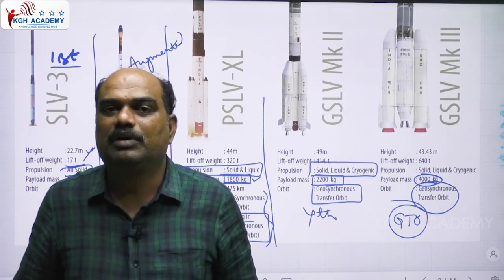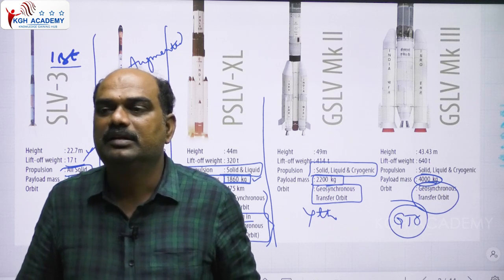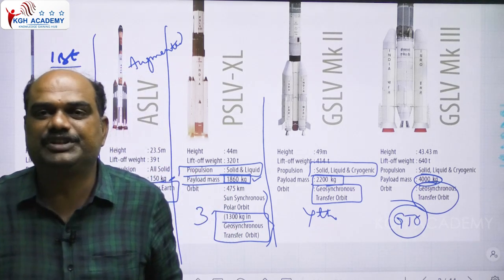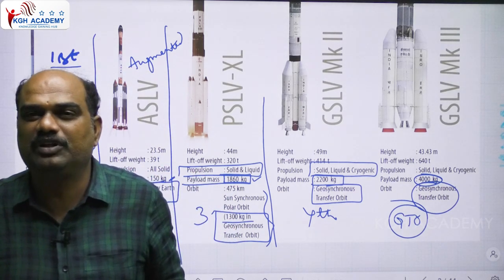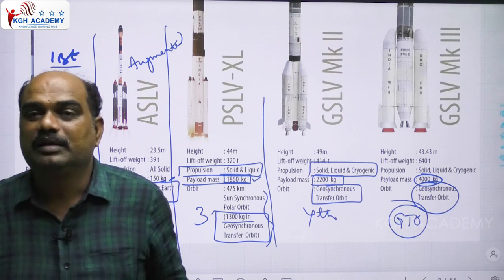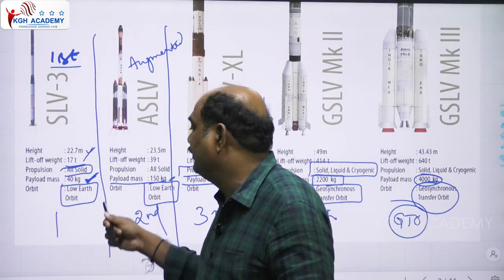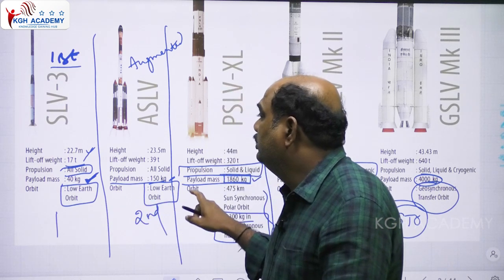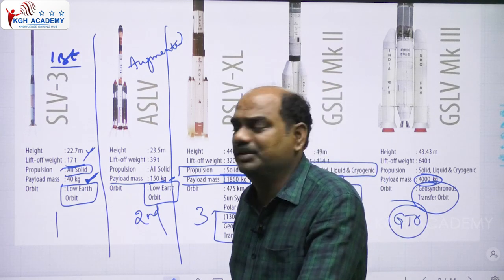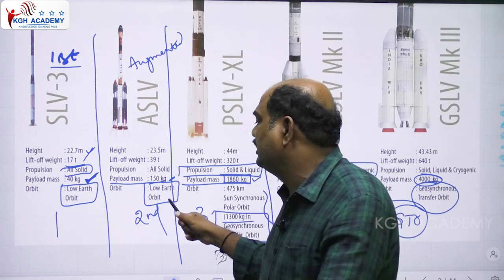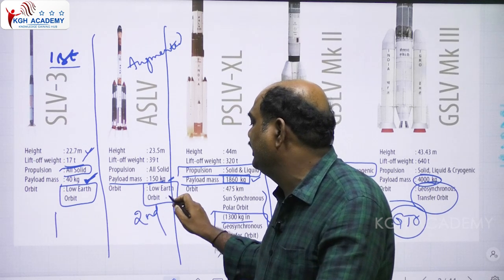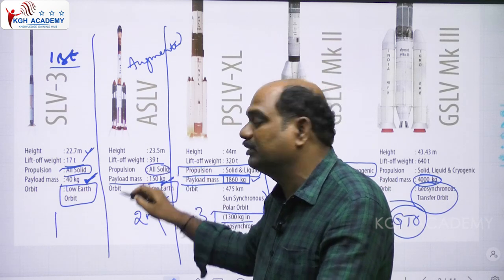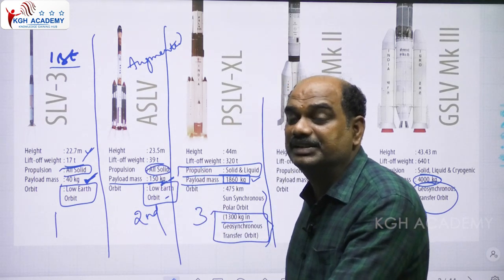launching vehicle systems. What are the main launching vehicle systems? SLV, ASLV, PSLV, GSLV. I'm repeating it once again. SLV is the first generation launching vehicle, the first launching vehicle equipped with solid fuel, and it can carry satellites with a weight of 40 kgs into LEO. ASLV, Augmented Satellite Launching Vehicle, can carry satellites into low Earth orbit with a weight of 150 kgs. So 40, 150. The fuel used in this is all solid fuel, and it is the second generation launching vehicle.